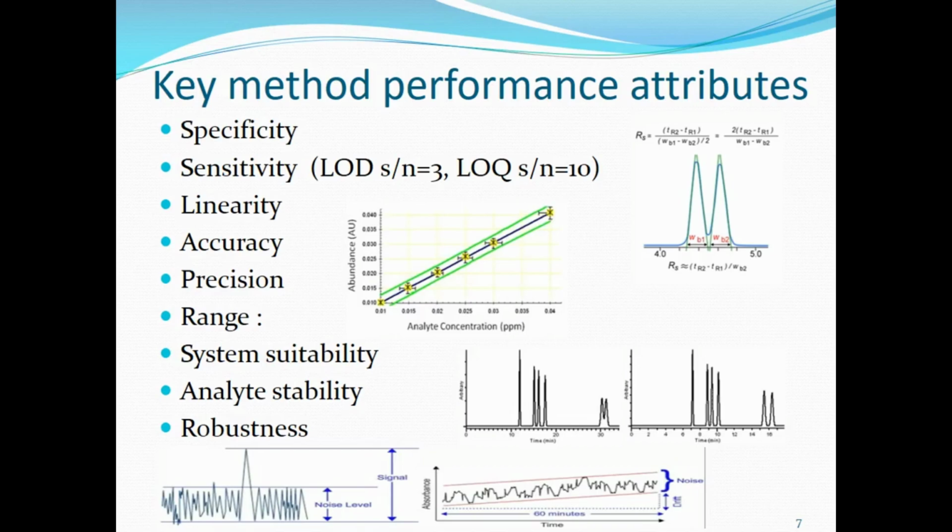The range is the span with acceptable linearity, precision and accuracy. The range of an analytical method is the interval between the upper and the lower concentration of the analytical sample, and as per Beer's law, the response versus concentration curve should be linear at least 5 to 6 points in the range chosen. And finally, system suitability is something we'll talk about further, but we need to look at that when we are validating a method.